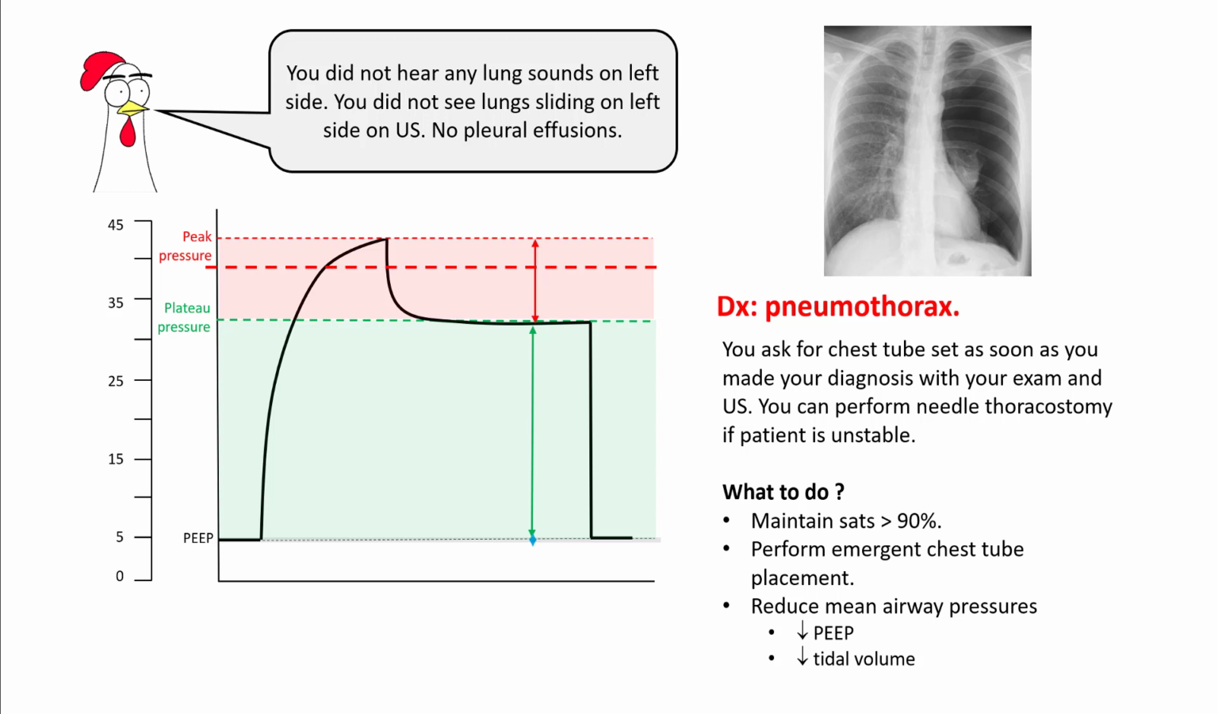If you think that the patient is hemodynamically unstable, go ahead and perform needle thoracostomy. Otherwise, maintain the SATs more than 90% and perform emergent chest tube placement. To reduce the mean airway pressure, we will be reducing PEEP and reducing tidal volume.